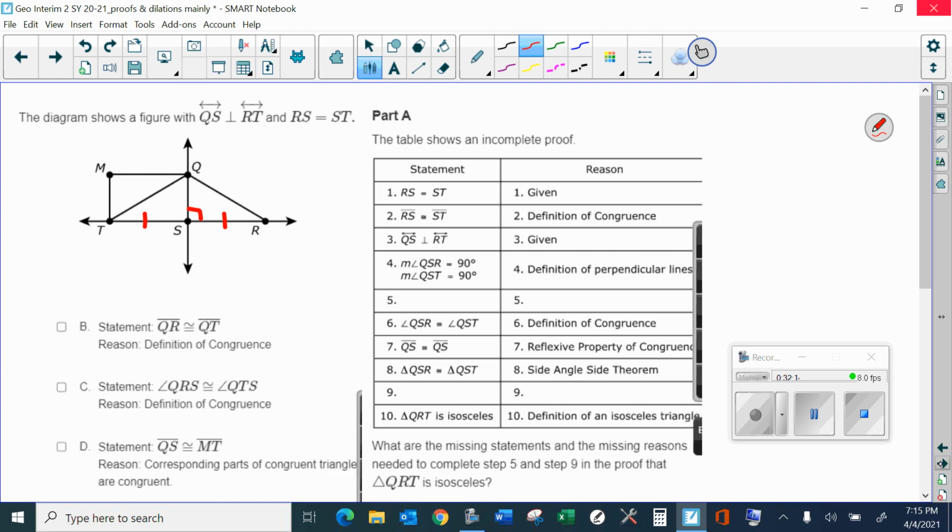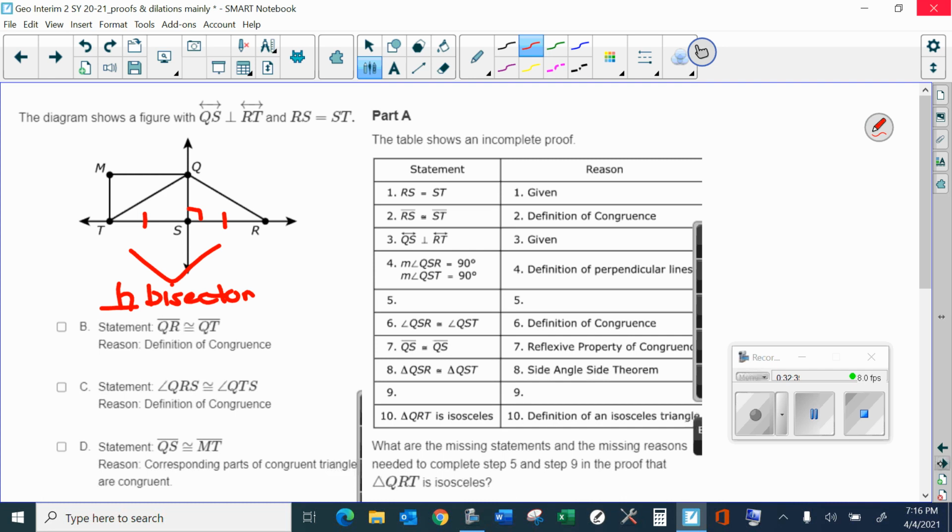Well, what should I recognize this now as? If I see this and I see that QS is a perpendicular bisector, I should recognize this situation as a perpendicular bisector. We've talked about this multiple times in class, and therefore this has to be an isosceles triangle, at least, or it could be equilateral, because equilateral triangles are also isosceles.